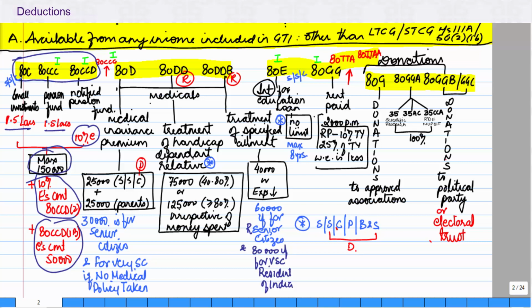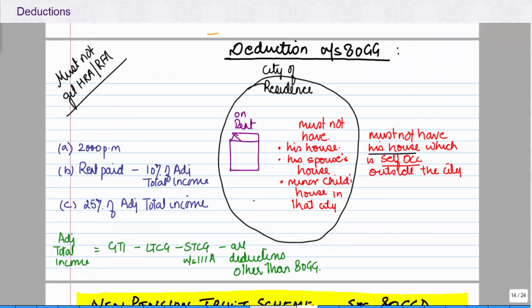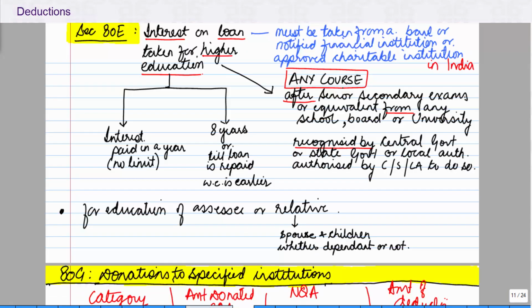So moving on to the last category, children. 80E, 80GG, 80TTA and 80JJA, which I believe you can expect a question on 80JJA this time. Now 80E is for education. So 80E is for interest on education loan.